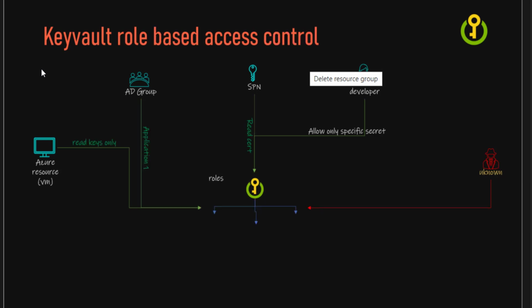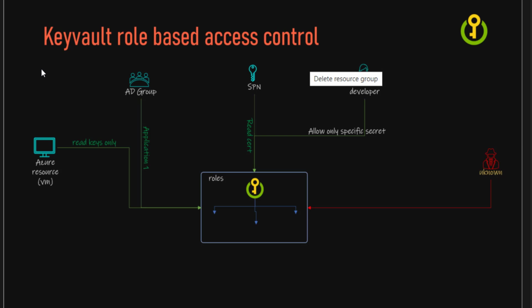So let's try to understand how role-based access within the key vault works. I have a similar diagram wherein we have different types of resources, such as an Azure resource, which is a virtual machine with managed identity enabled. Then we have the Active Directory group, which is required for one of my applications. Then I have the service principal, which is there to read particular certificate information from my key vault. And lastly, I have a developer who is willing to read a specific secret from the key vault.